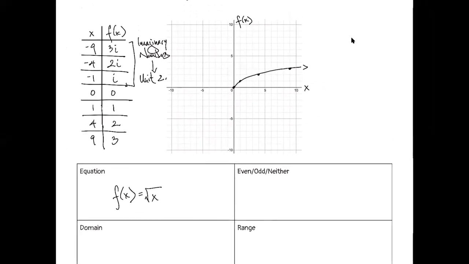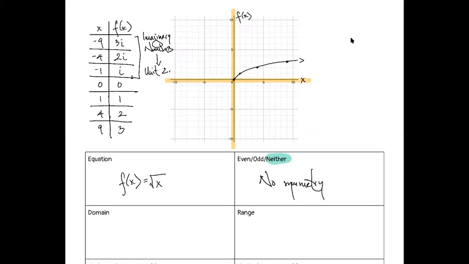So talk to me about whether this is even, odd, or neither. And how do you know? Yeah, it's going to be neither because there's no symmetry, right? If I fold it over the y-axis, there's nothing that it's going to match with on the other side. And same thing if I fold it over the x-axis, there's nothing to match it. So we can say that this one is neither, okay? Because it has no symmetry.